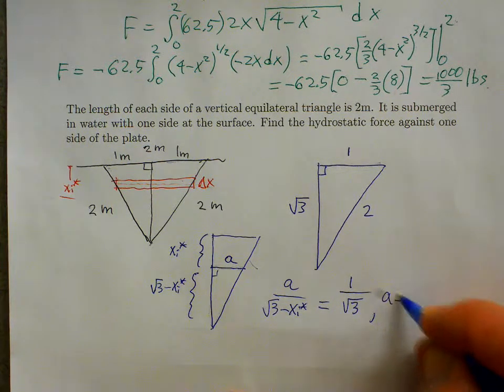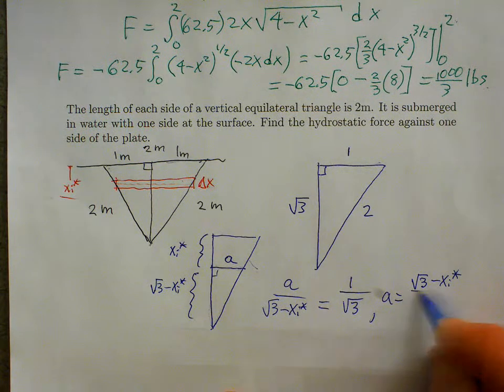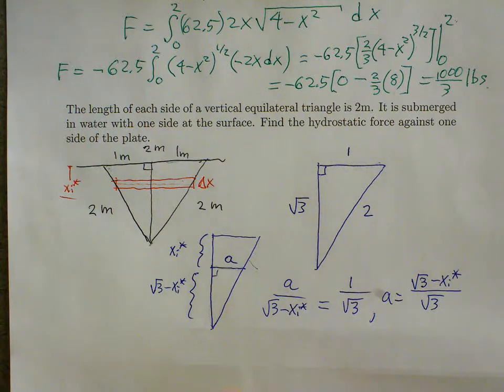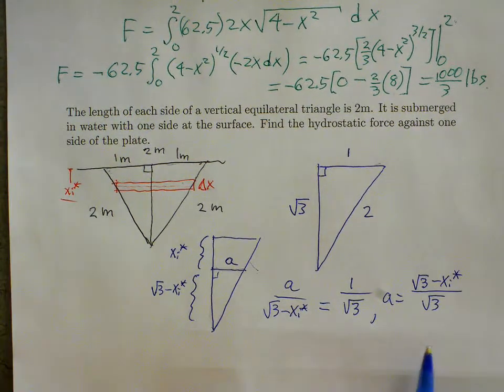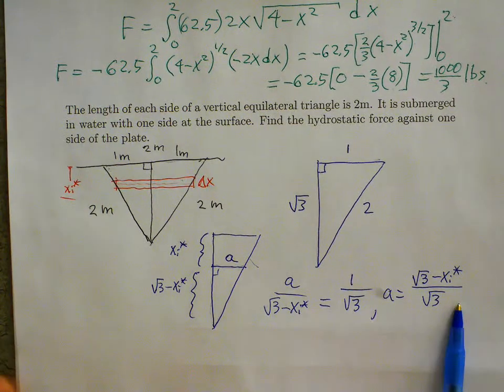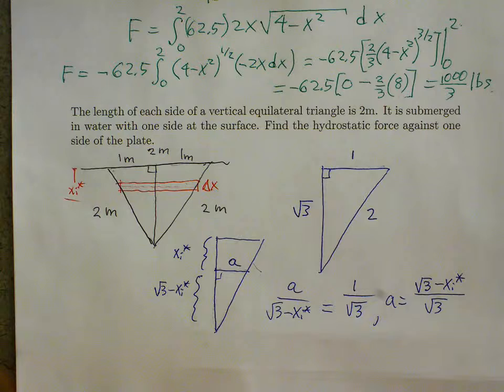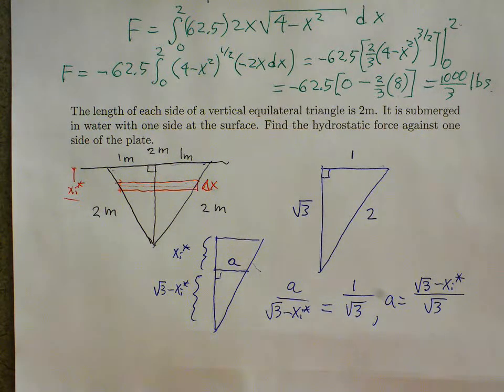And so a is the square root of 3 minus x sub i star divided by the square root of 3. And 2 times that will be the length of that rectangle. So we're out of time, but hopefully you saw enough before this to know how to finish that part. But that's all for today.